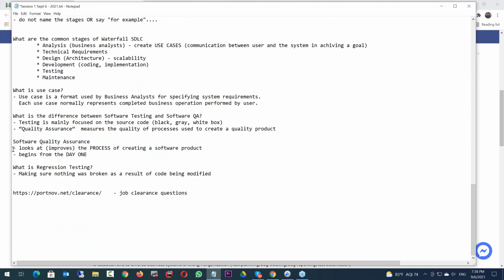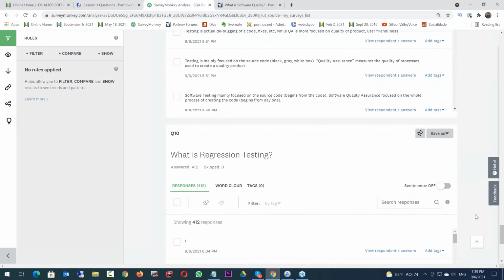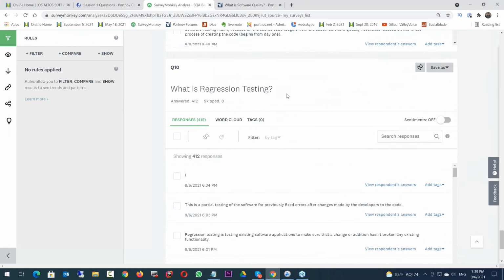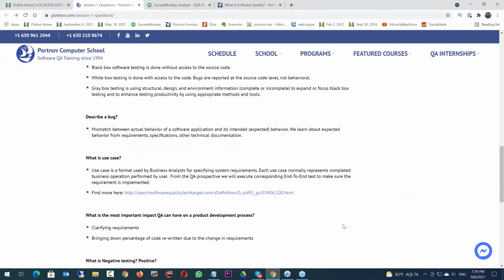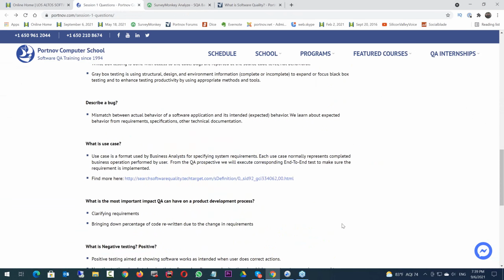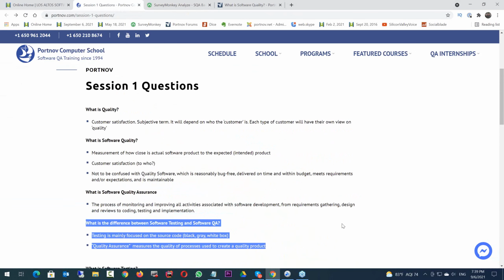What is regression testing? Honestly, I don't know how it came here, because do we have it in your quiz? No? Let's see. Oh yeah, we have it. So regression testing, we have a technical definition which says partial retesting of software for previously fixed errors after changes made by the developers to... No, it's not exactly the correct way. Okay, let me see if we have it here.